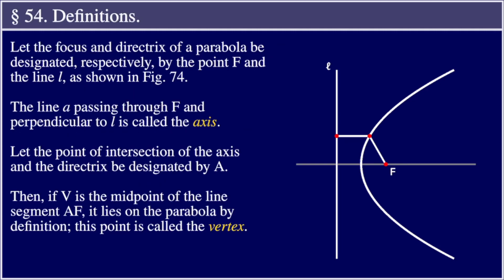Let the focus and the directrix of a parabola be designated respectively by the point F and the line L, as shown in Figure 74. The line A passing through F and perpendicular to L is called the axis. Let the point of intersection of the axis and the directrix be designated by A. Then, if V is the midpoint of the line segment AF, it lies on the parabola by definition. This point is called the vertex.